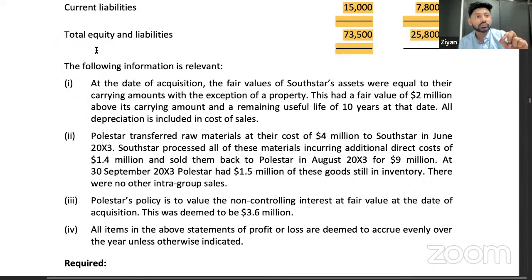Polestar. Who is Polestar? Parent or subsidiary? Parent. Transferred raw materials at their cost of 4 million to Southstar in June 2013. So the parent is selling goods to the subsidiary at a cost of 4 million. Southstar, the subsidiary, processed all of this, incurring additional direct cost of 1.4 million.